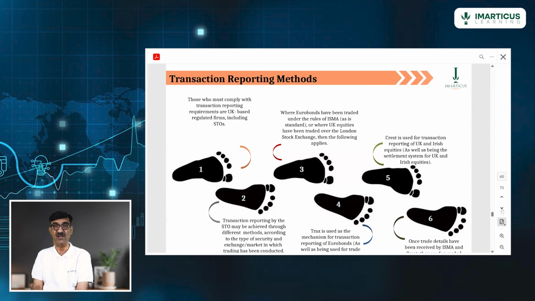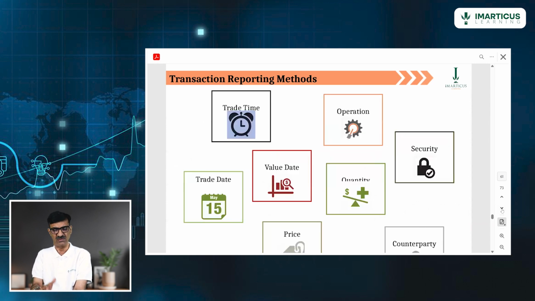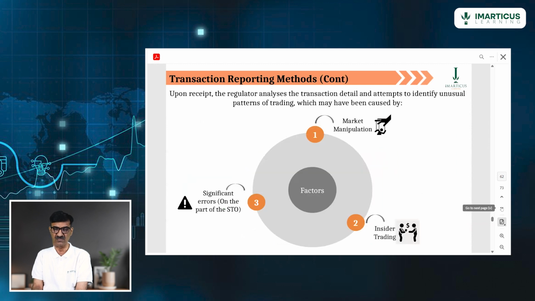And please remember, a higher level of transparency is very good for markets. All these things have to be reported: trade time, operation, security, trade date, value date, quantity, price, and counterparty. This is general. If any market manipulations are found, insider trading is found, or significant errors are found, naturally actions will be taken.